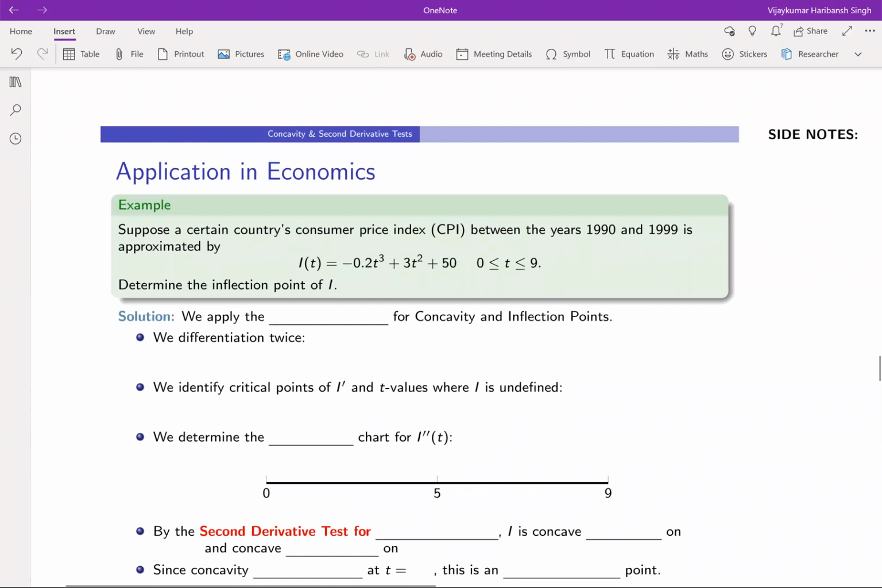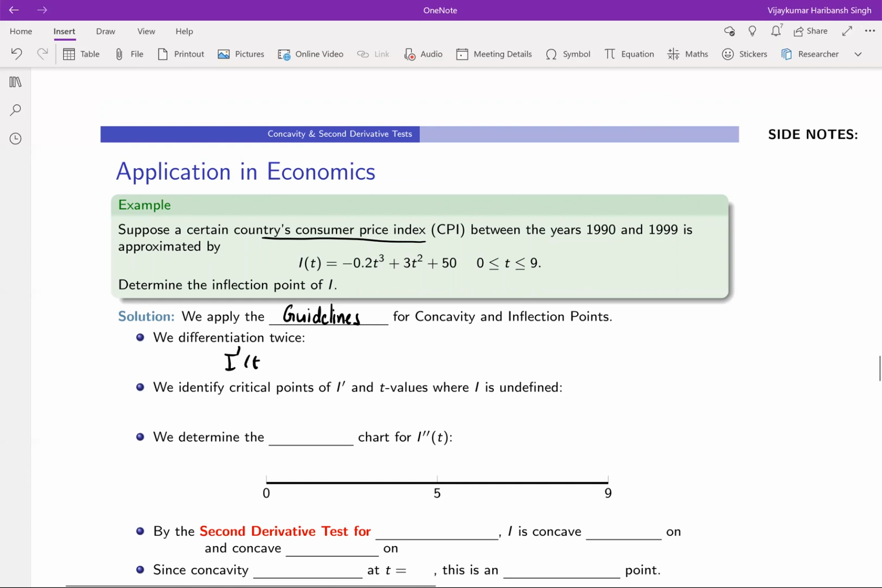So let's do an example here. Suppose a certain country's consumer price index, CPI, between 1990 and 1999 is approximated by I of t equals this function, where t is between 0 and 9. Determine the inflection point. So we'll apply the guidelines for concavity. So we'll differentiate it twice.